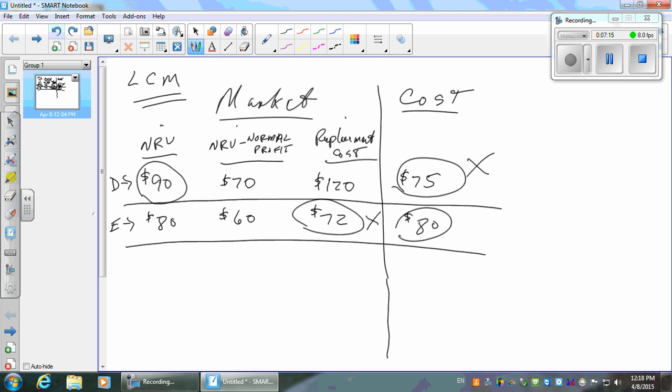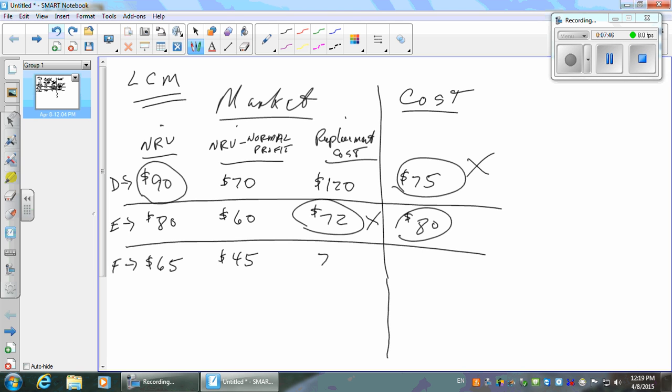All right, let's try another one. Try F. What do we get there? Estimated selling price is 95. Selling expense is 30. So what's the net realizable value? 65, is it? Okay. Then less the normal profit. What's the normal profit? 20. So what do we get? 45.